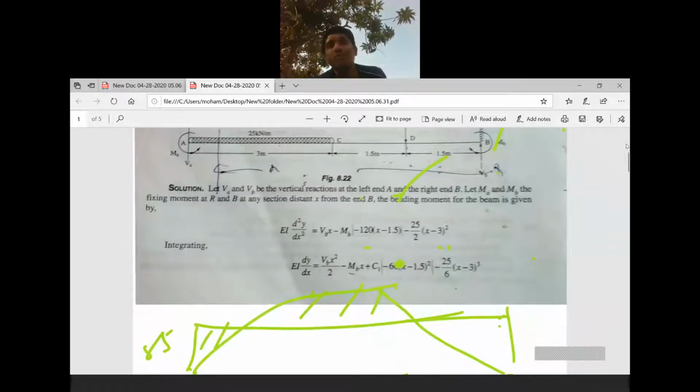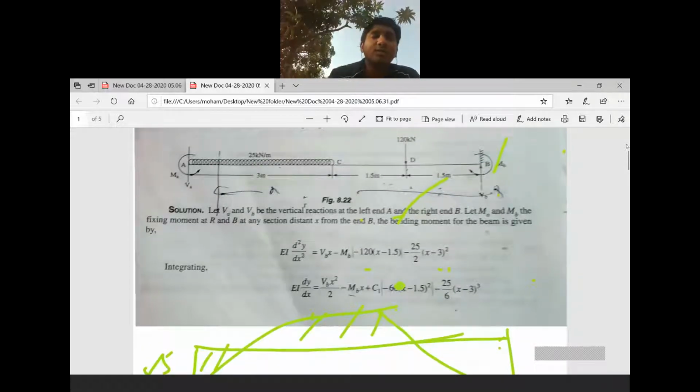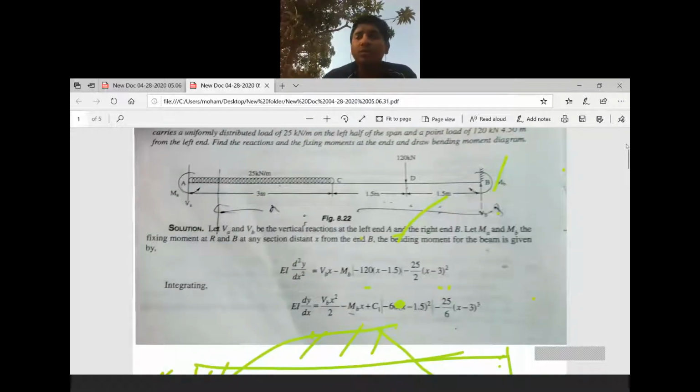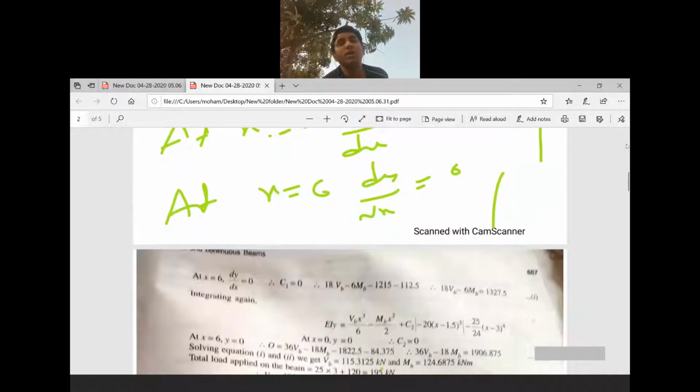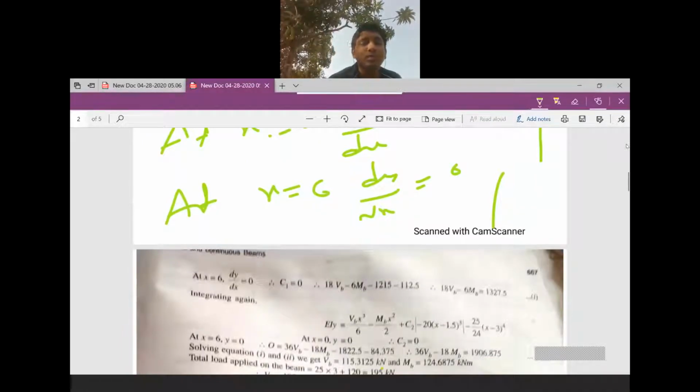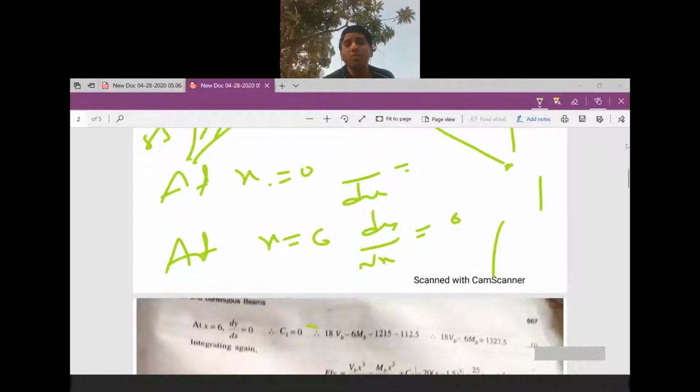Here, I am repeating once again, just listen carefully. We are considering the section x. Here you have a UDL, so you are considering the section x at the left end. Then you consider the bending equation EI d square y by dx square is equal to Mx. You are calculating the moment about x. Then you integrate on both sides and substitute the boundary conditions. At x is equal to 0, dy by dx is equal to 0, so you get C1 as 0.